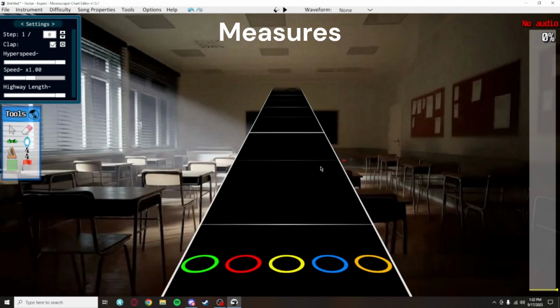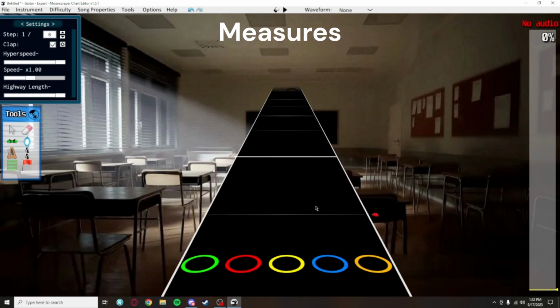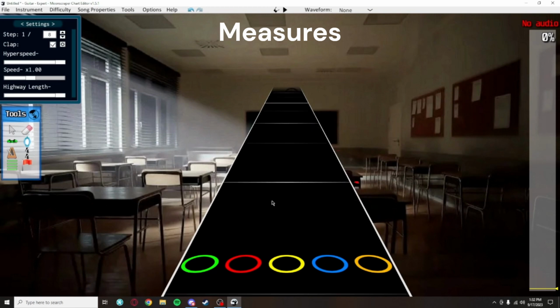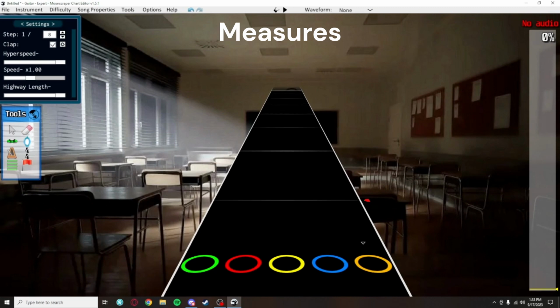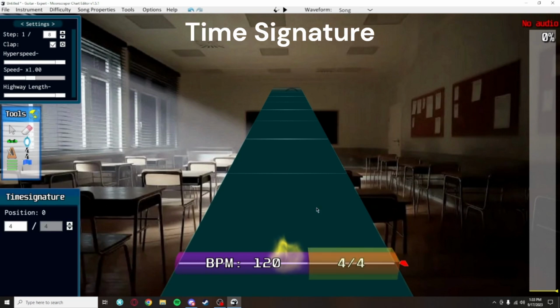Basically, this thick white line is the marker for each measure in Moonscraper. Each one of these moderately thick white lines is one beat, which is also when the clicks happen. So now you know what a measure is. Probably, maybe not. I don't know. You will learn. So this is the time signature.